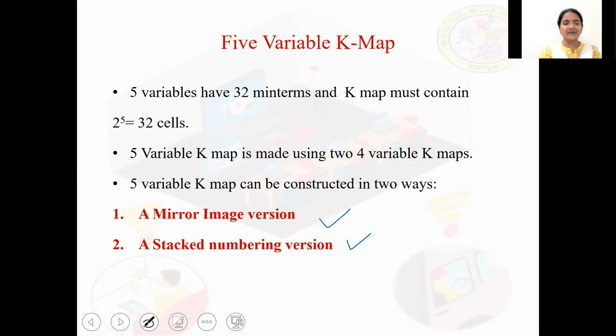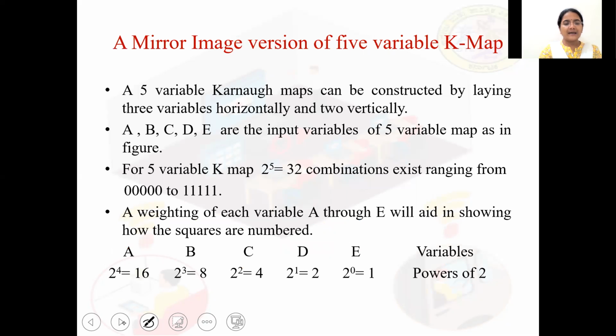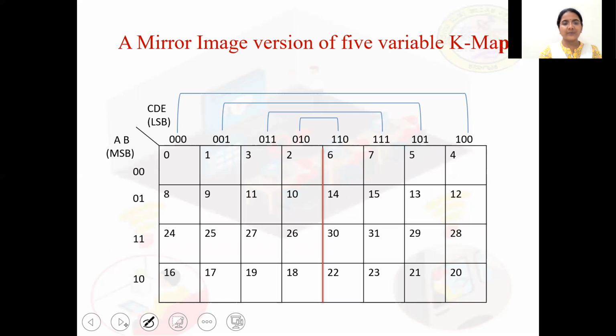In the mirror image version, we are writing it like this. We are considering 2 variables for the rows and 3 variables for the columns. 3 variables are laid horizontally and 2 variables are vertically. The binary values that we are having for 5 variables are decimally decoded and written as the minterms in each of the squares.